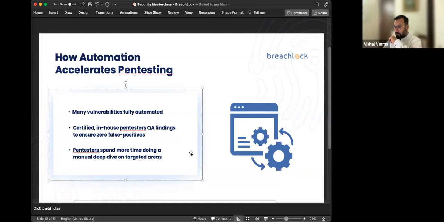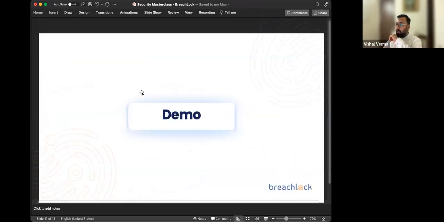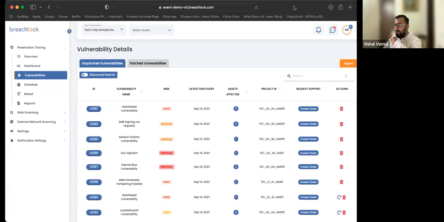So with that, I'll just quickly take you through the application and how the vulnerabilities and the automation engine start to work. I'll quickly shift through the screens for a quick glance. Just give me a second. I hope my screen is visible.